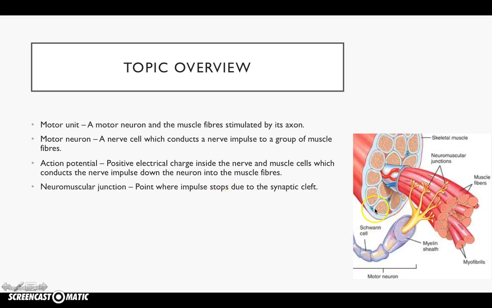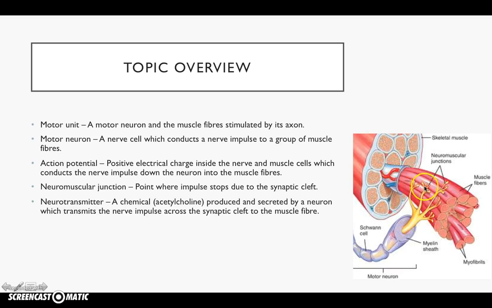So it's the point where the impulse stops. So an electrical impulse from the central nervous system is sent down the motor neuron, down the axon of the motor neuron, and gets to a neuromuscular junction where it stops. It stops because we're waiting for a neurotransmitter, a message from something called acetylcholine. This is secreted by a neuron which transmits the nerve impulse across the gap, across the junction.